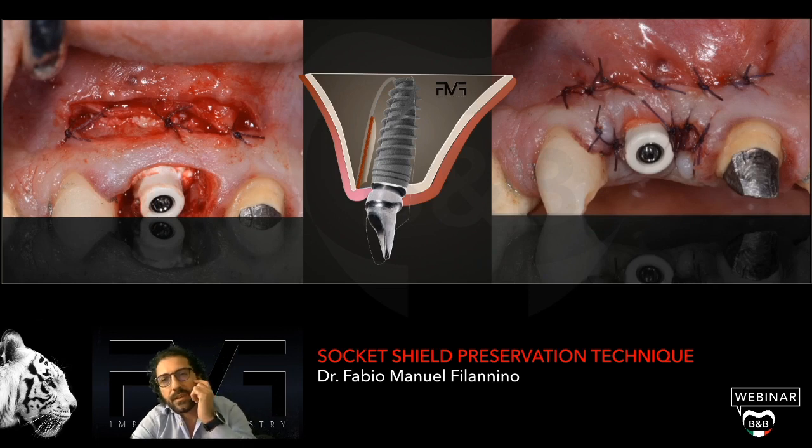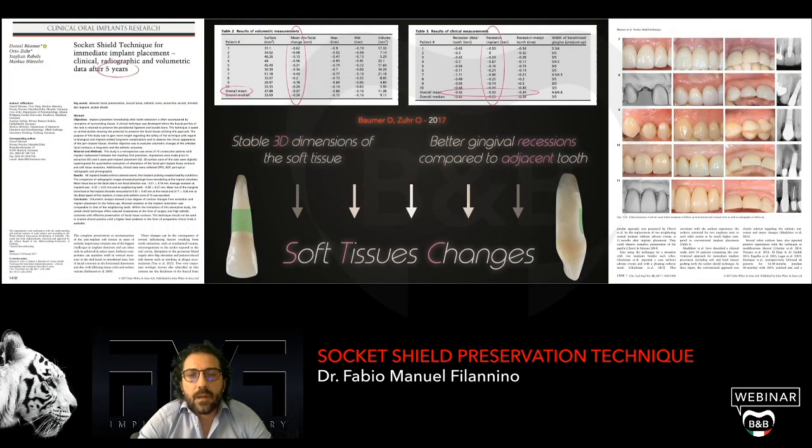Here is the suture, and so we can go ahead with the prosthesis.